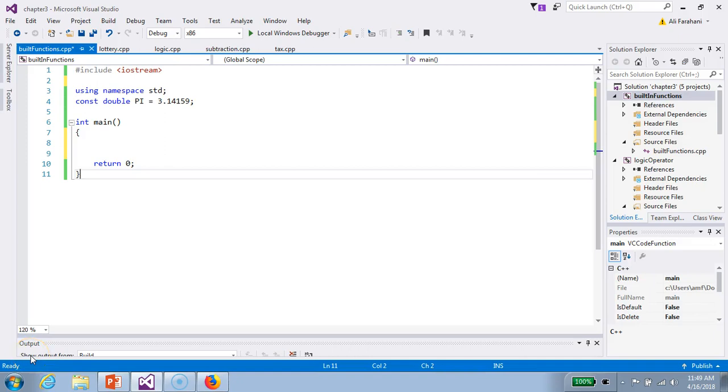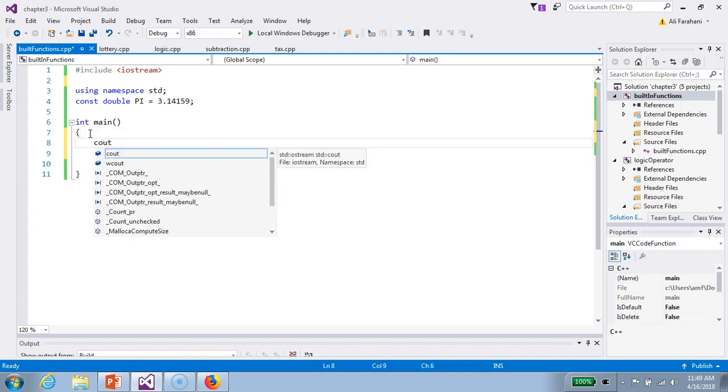In this video, we'll go over some of the built-in functions in C++. You should learn about these functions and start utilizing them in your programs. One of the functions that we have already seen is the power function. Let's start with that one.